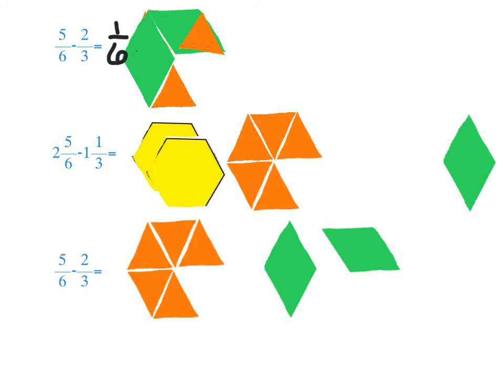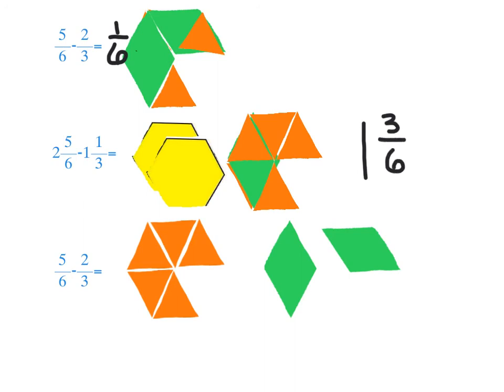So one of those hexagons is now gone. We've subtracted that away, and I'm going to move, again, this doesn't want to cover up my triangles, but that's going to take 2 triangles away. So I have 3 triangles left and 1 hexagon. So that means that my answer is going to be 1 whole and 3 triangles out of 6, or 3/6 for that particular problem. So 2 and 5/6 minus 1 and 1/3 is equal to 1 and 3/6.